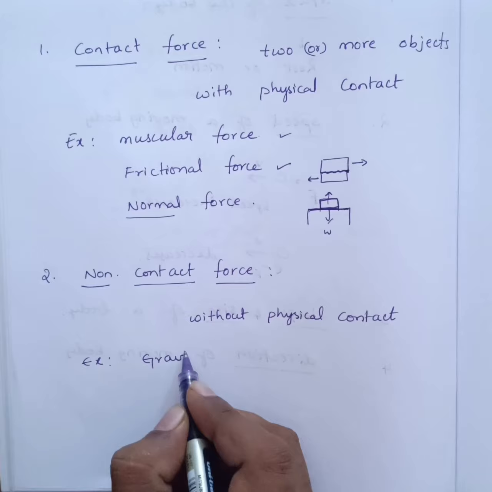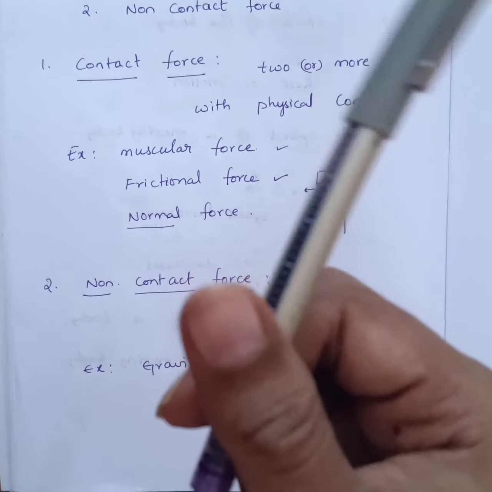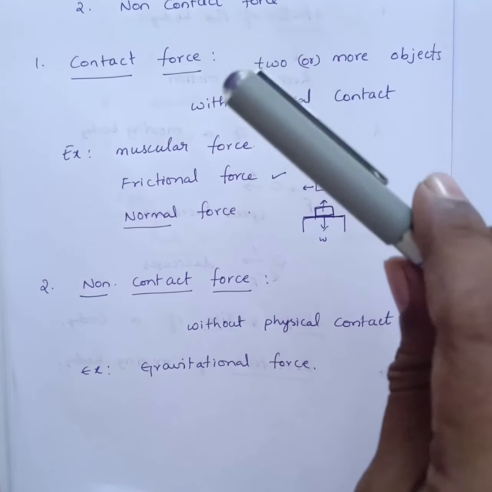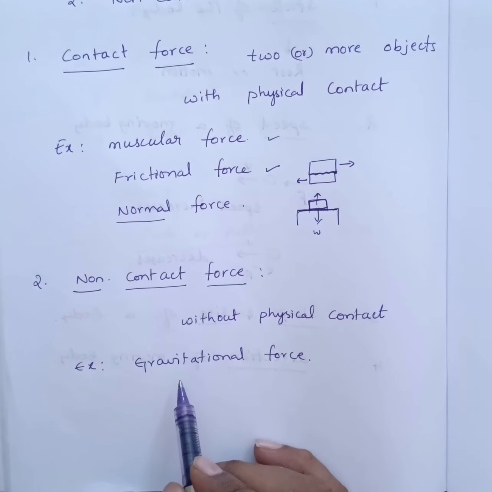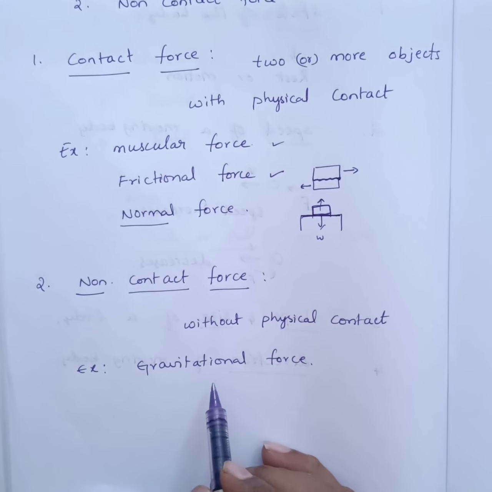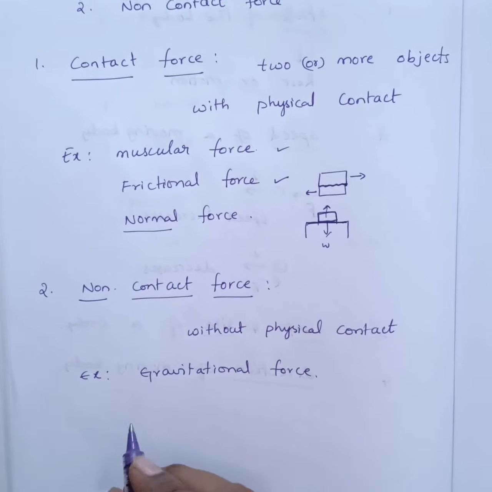Gravitational force. When I keep anything here, it will fall down. That is because of gravitational force. Earth attracts any object without touching. If you throw the ball upward, finally it will come down because of the gravitational force.